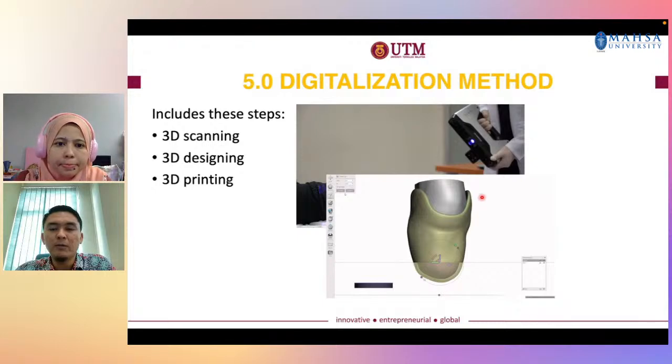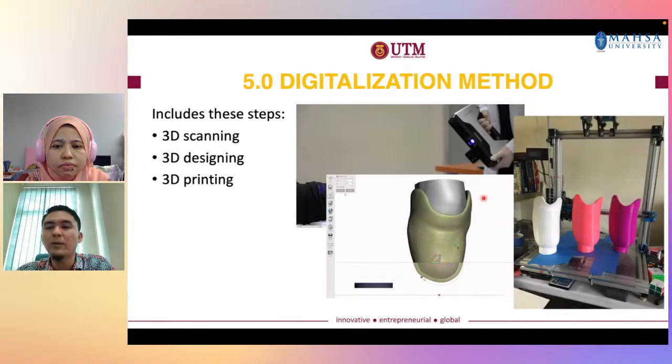Once we have the final design of the socket, we print it using the 3D printer, and we convert the 3D model into G-code using the slicer software. And then at the end of the day, we get the 3D printed socket.